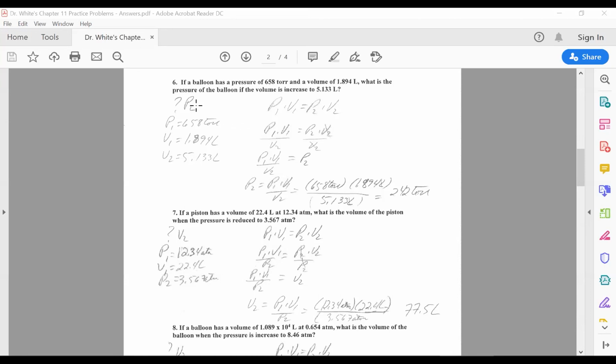So what are we trying to find? The final pressure, P2. What are we given? An initial pressure, P1. What are we given? An initial volume, V1. What are we given? The change to new volume, V2. Now, if you notice, the only units or measurements you're being given are pressure and volume.